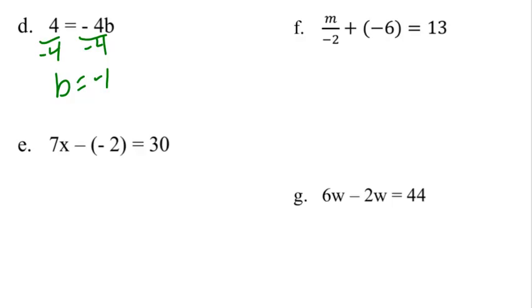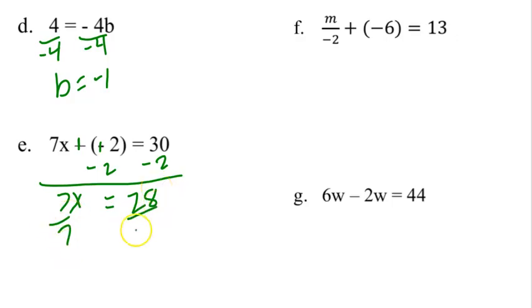Letter E. Here, if I see us subtracting a negative, I'm really adding the opposite. So now the opposite of adding 2 is subtracting 2. So I do that on both sides, and I'm left with 7x is equal to 28. The opposite of multiplying by 7 is divide by 7. When I do that, I'm left with an answer of x equaling 4.